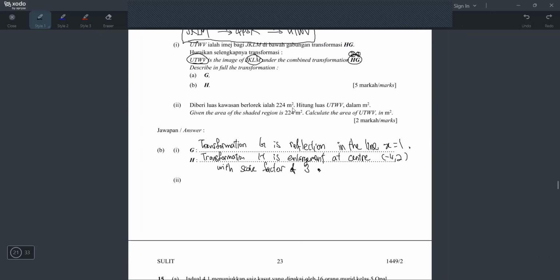Okay, given the area of shaded region is 224 meter square, calculate area of UTWV. Diberi luas kawasan berada 224, hitung luas UTWV. The moment you see the word area, guna formula ni. Area of image sama dengan K square darab area of object. This is the only formula yang you kena hafal dalam chapter ni. You remember this formula? Area of image sama dengan K square darab area of object. K is scale factor. Scale factor sudah tahulah 3. Tapi image kena letak apa, objek kena letak apa.